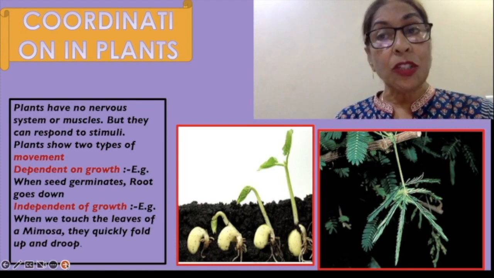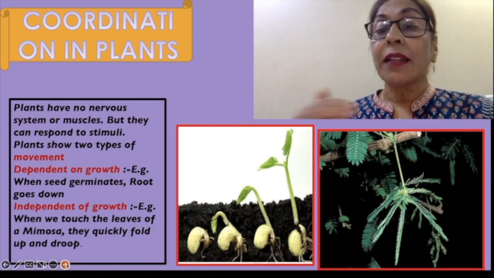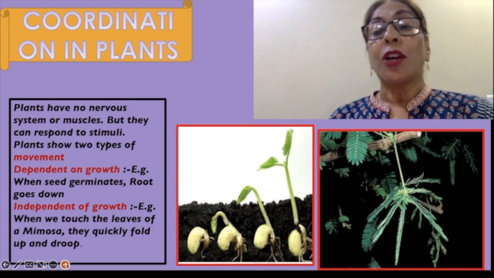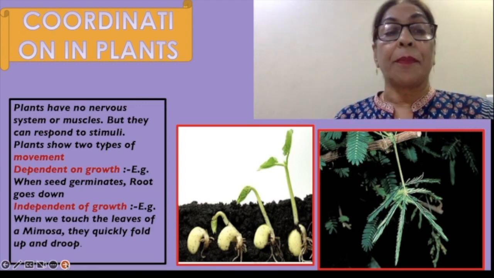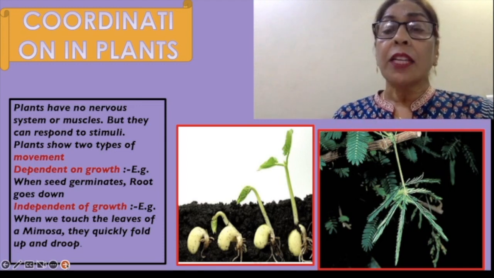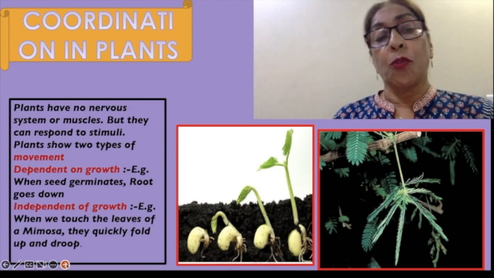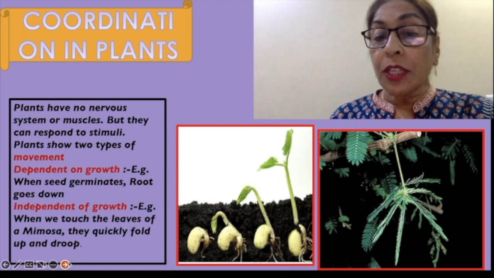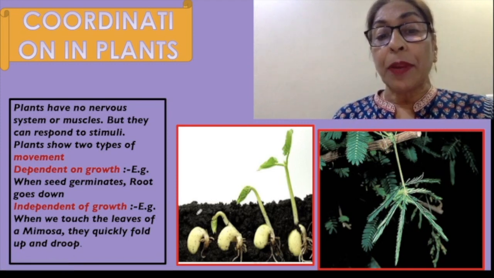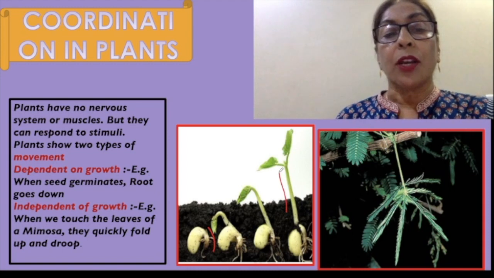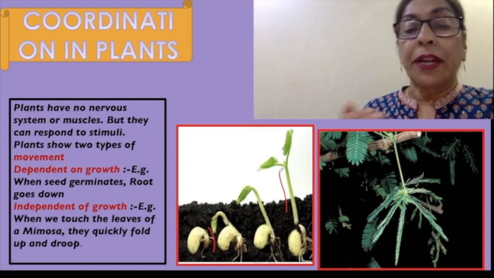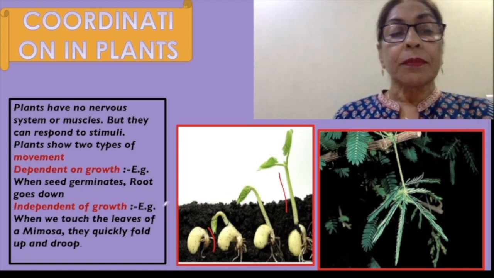What do you mean by stimuli? Changes that occur in the environment are called stimuli, like light, gravity, etc. Now in plants they show two types of movement dependent on growth. Like in this example, in this diagram you can see the root is moving downward but the shoots are growing upward. So this is called dependent on growth.